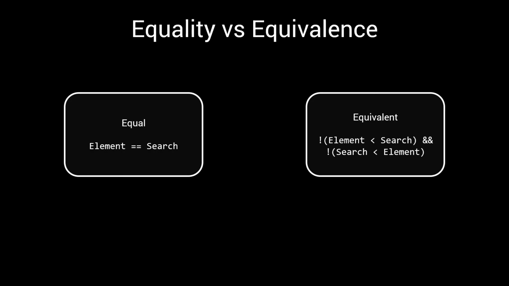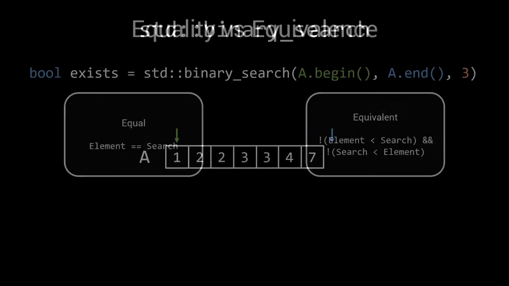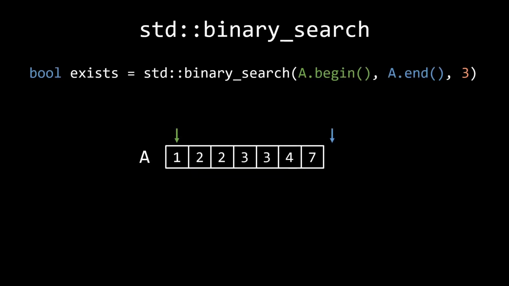But if you use a custom less than comparator, you might find that you end up in a situation where this is not the case. We'll share an example in a bit. First, we go to the most famous kind of search algorithm, binary search. In contrast to previous algorithms, binary search only returns a Boolean value to indicate whether the search value, 3 in this case, exists in the range, or to be more precise, whether there's an element that's equivalent to 3.